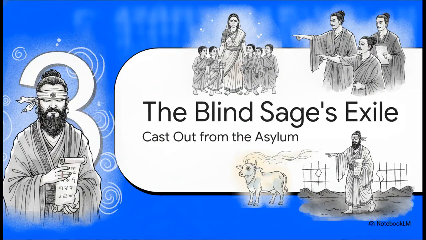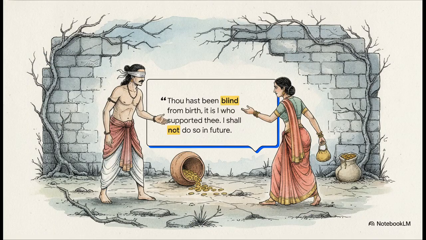Section 3. The blind sage's exile, cast out from the asylum. Now, despite his blindness, Dirghatamas grows up to be a formidable figure. He fully masters the Vedas, marries a young Brahmana maiden named Pradweshi, and has several children. However, the text tells us he learns some pretty unconventional practices and fearlessly adopts them. His fellow sages are totally indignant at this breach of propriety, and they literally cast him out. But the rejection doesn't stop there.